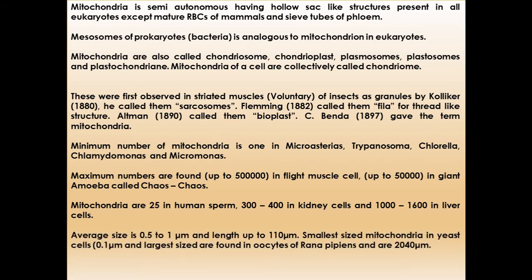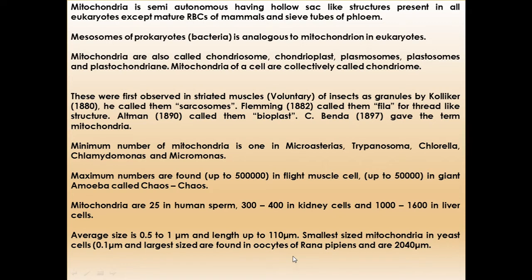The average size of mitochondria is 0.5 to 1 micron. Their length may be up to 10 micrometer, but the average size is 0.5 to 1 micron. Now, the smallest mitochondria are in yeast cells. This question has been asked many times: the smallest sized mitochondria is present in which cell? The answer is yeast cell, and the size is 0.1 micron.